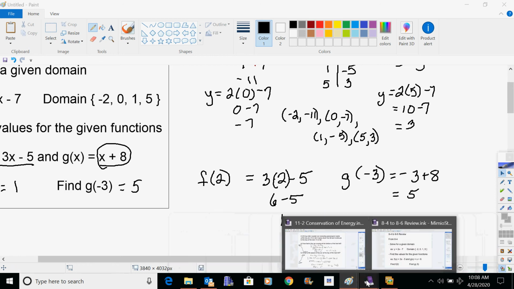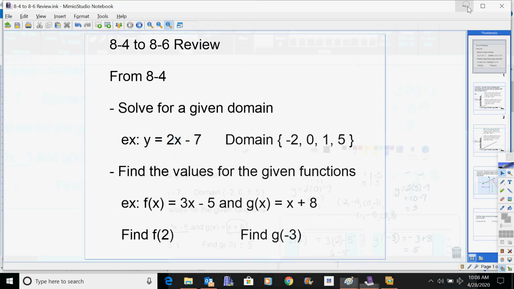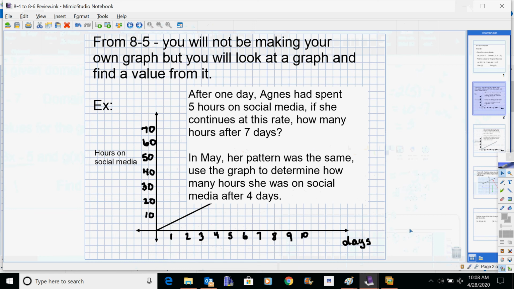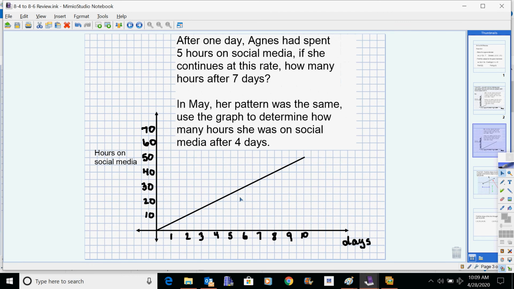Moving right along. Okay, let's put this one down, and we're going to take a look then at graphs. Now that section I just had you do a couple of graphs. You're not actually going to make a graph. You'll have a graph, and then you need to be able to read it. So just to go over something like that. So we have this graph here. This is number of days versus hours on social media. So every day the person is spending a certain number of hours on social media.